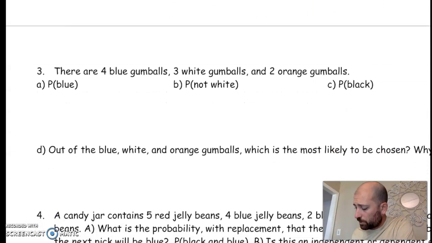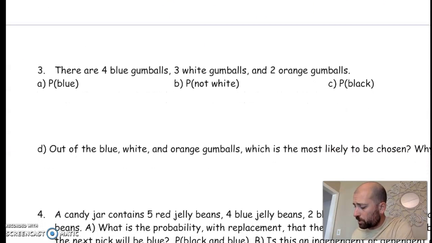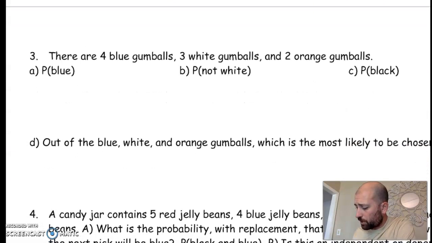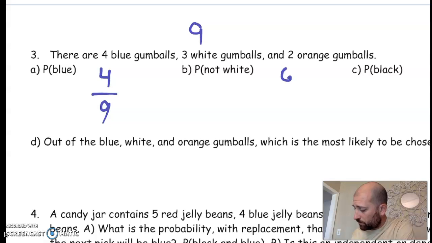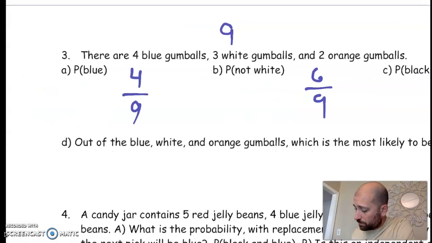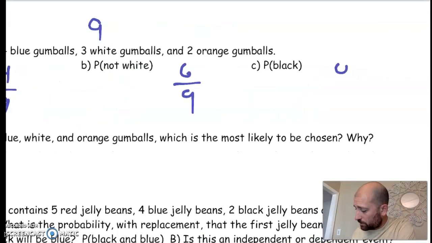Okay. There are 4 blue gumballs, 3 white gumballs, and 2 orange gumballs. What's the probability of getting blue? Before I do that, I'm going to add. 4 plus 3 plus 2, that is 9 total. So the probability of blue is 4 out of 9. The probability of not white, okay, so if there's 3 white out of 9, then the ones that are not white are 4 and 2, 6 out of 9. Probability of black, I didn't see any black. That is impossible, or 0 out of 9.